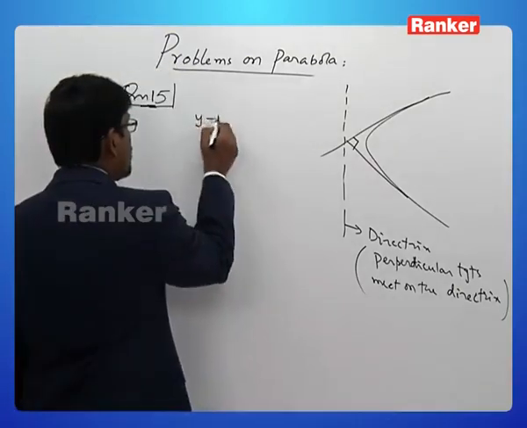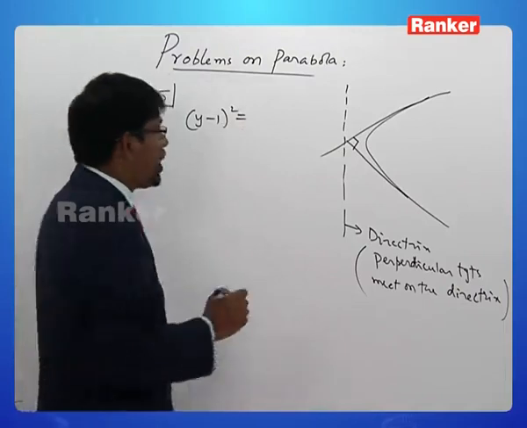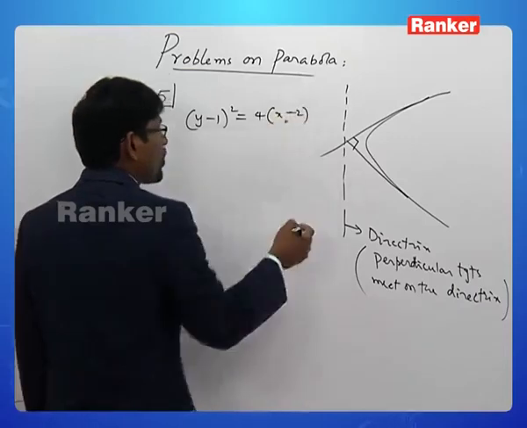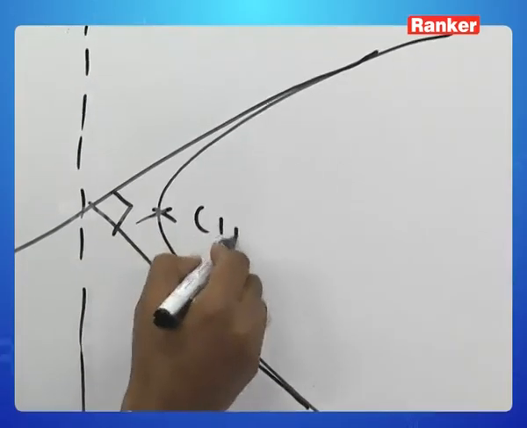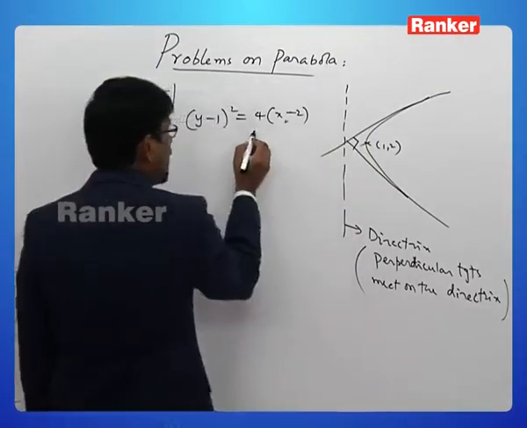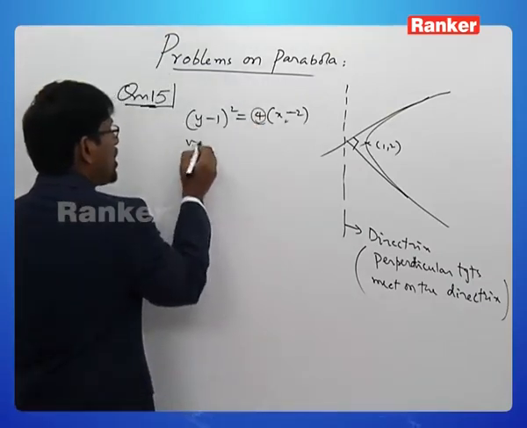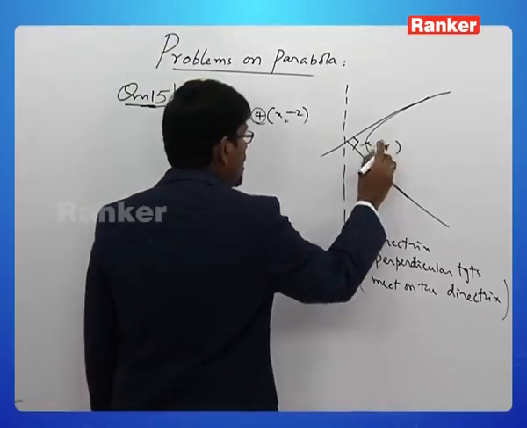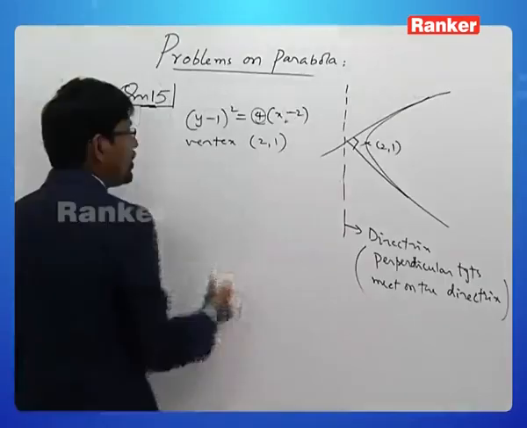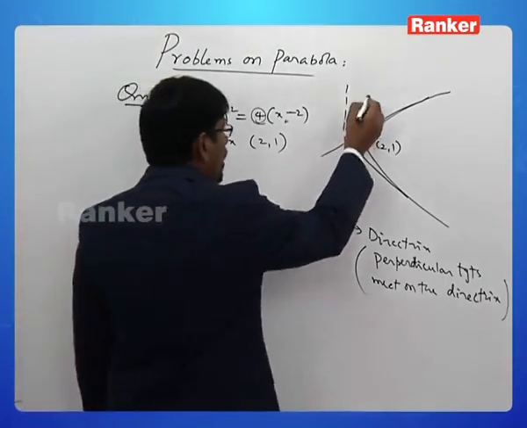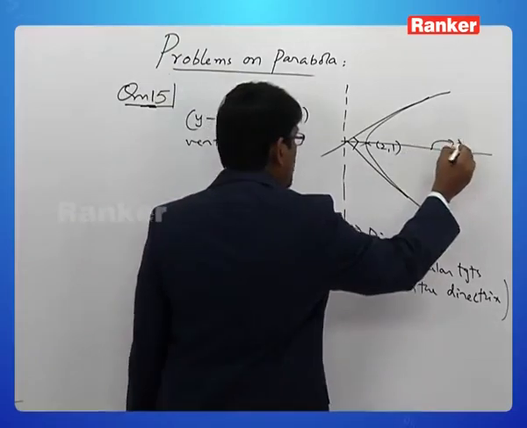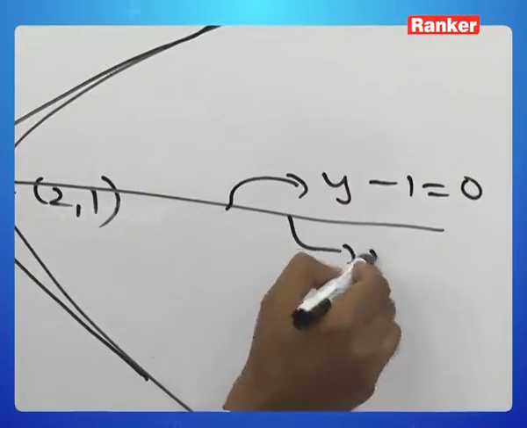Here, the given parabola is y minus 1 whole square is equal to 4 into x minus 2, and that's clearly a parabola with the vertex as 2 comma 1. Vertex is 2 comma 1. Now, what about the axis? Axis will be the line y minus 1 equal to 0. That is, y is equal to 1.